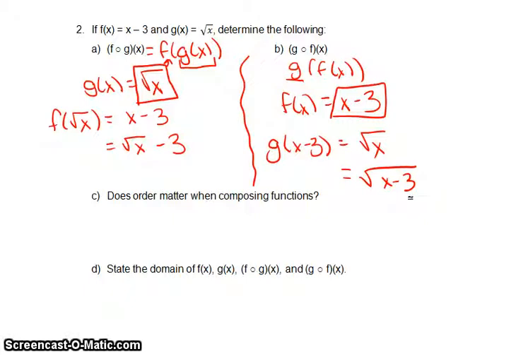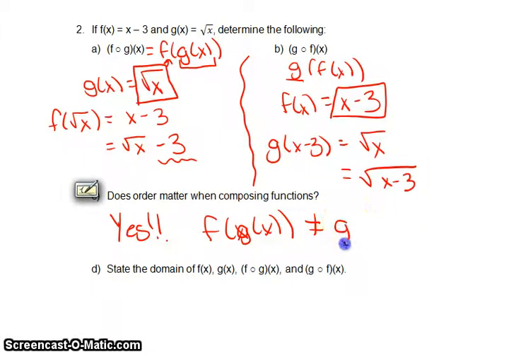Now, if you compare both f(g(x)) and g(f(x)), are those the exact same values? Hopefully you can see this, but the answer here is no. In f(g(x)), the subtract 3 is outside of the square root, whereas with g(f(x)), it is inside that square root sign. So does order matter when composing functions? Yes, absolutely. Order does matter. These are not the same function. So f(g(x)) does not equal g(f(x)). Okay? So order matters.